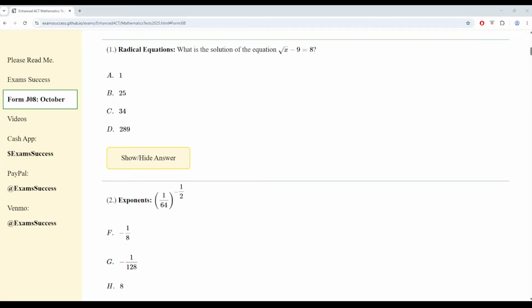We are going to solve mathematics questions on the ACT, the enhanced ACT mathematics test. So the first question is on radical equations. What is the solution of the equation? And they gave us the equation.